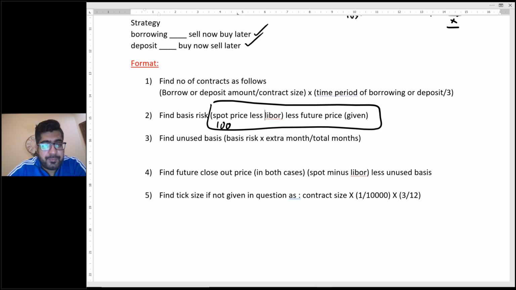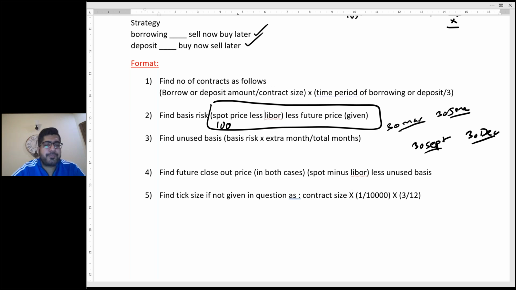The third step is a bit tricky. Find unused basis. Unused basis is basis risk into extra months over total months. Now, what is this unused basis? Remember, the futures contracts are only available for 4 months: 30th March, 30th June, 30th September, 30th December, every quarter. There's no other option of getting a futures contract. It's 30th March, 30th June, 30th September, 30th December, internationally, anywhere in the world.